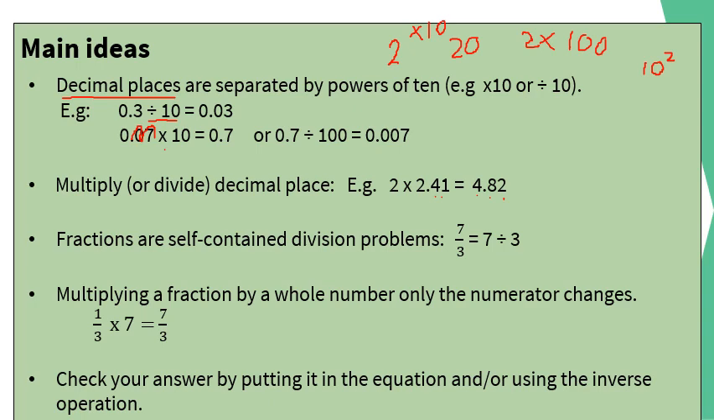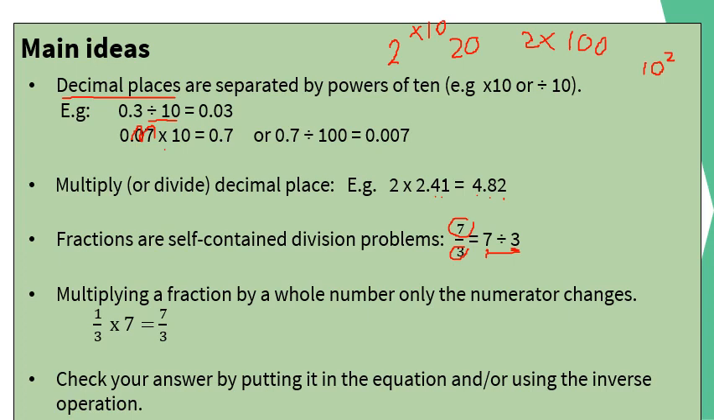The other big piece of news from this lesson, which some of you I'm pretty sure are quite familiar with, is fractions are self-contained division problems. So here we've got 7/3. It's the same as 7 divided by 3, and we saw how that was true with another example. So this bottom number, the denominator, is the divisor, and the top number goes first. It's the dividend. That's the number being divided.